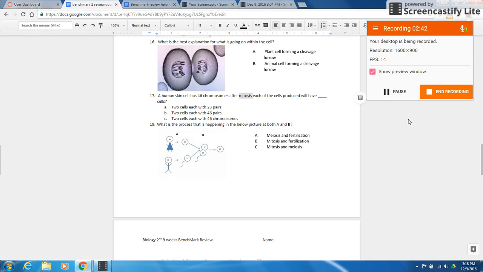For this cell, being a human skin cell going through mitosis, it has to have exactly the same number of chromosomes in the end as it does in the beginning. You have to be very careful with how you read this question, because A says 23 pairs and B says 46 pairs, and automatically you want to say, oh, it has to be 46 pairs, when indeed it's going to be two cells with 46 chromosomes each.